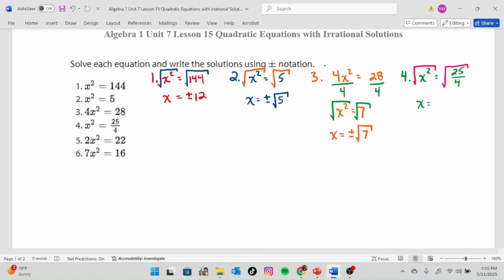And since this is a positive fraction, we're going to get plus or minus the square root of 25 is 5, and the square root of 4 is 2. So we could leave it as x equals plus or minus 5 halves. If you wanted to change that to 2 1/2, you could. If you wanted to change it to 2.5, you could. Or you can just leave it as plus or minus 5 halves. Since what they gave us was a fraction, I'm going to leave it written as a fraction.